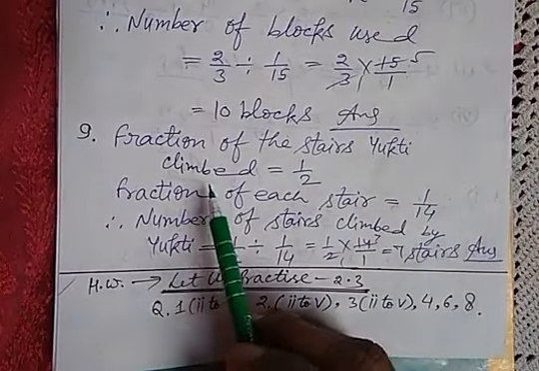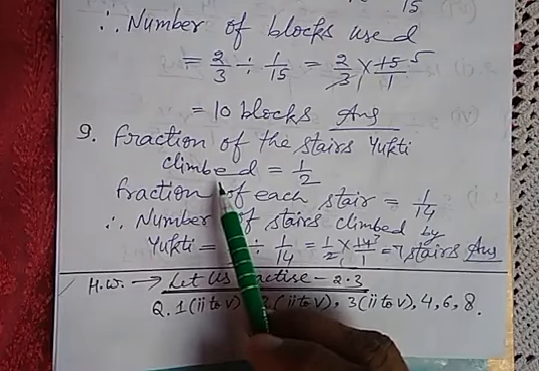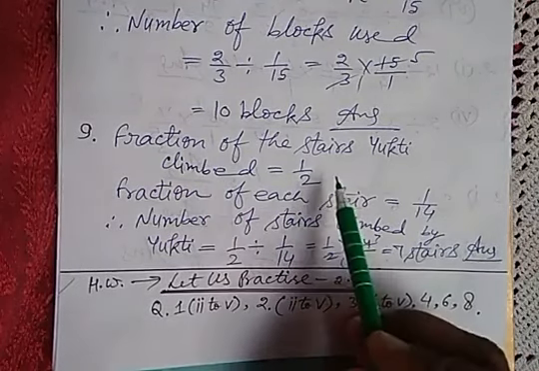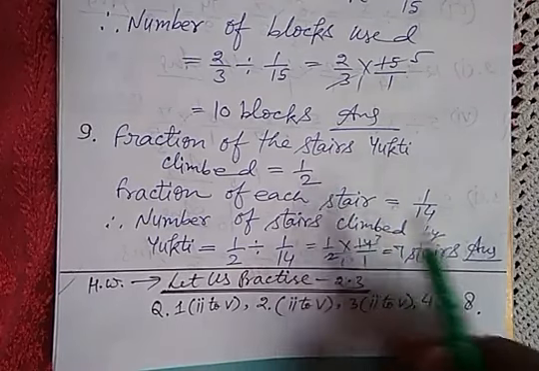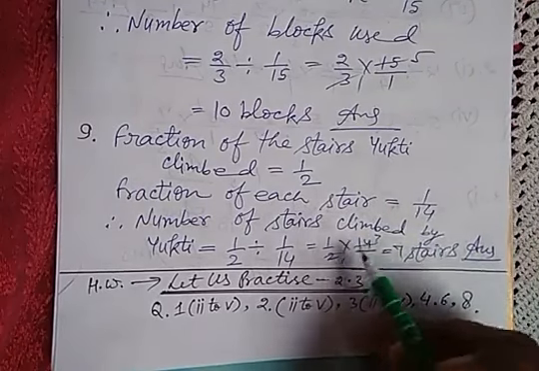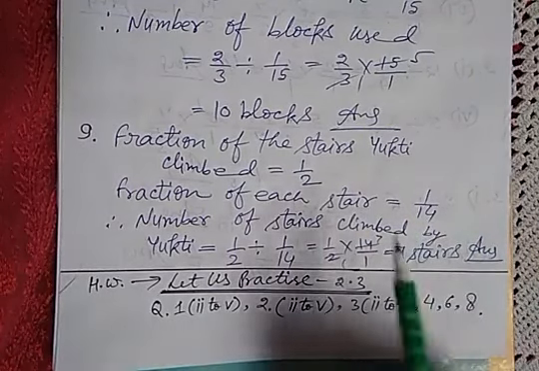Now question number 9. Yukti climbed 1 upon 2 of the stairs at her house. Each stair was 1 upon 14 of the staircase. How many stairs had she climbed? In this question, we have to find the number of stairs climbed by Yukti.